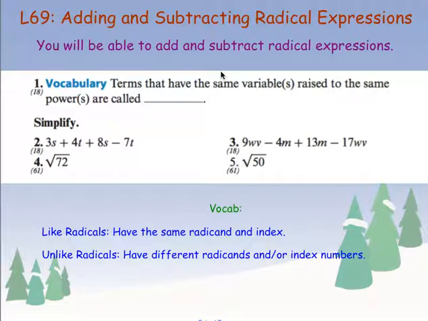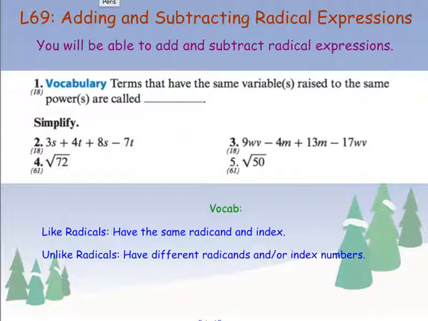Algebra 1, Lesson 69, we are adding and subtracting radical expressions. So we have a couple vocab terms. Number one, we can have like radicals. That's when we have the same radicand and index. Unlike radicals have different radicands and index numbers. We need both of them in order to be a like radical.